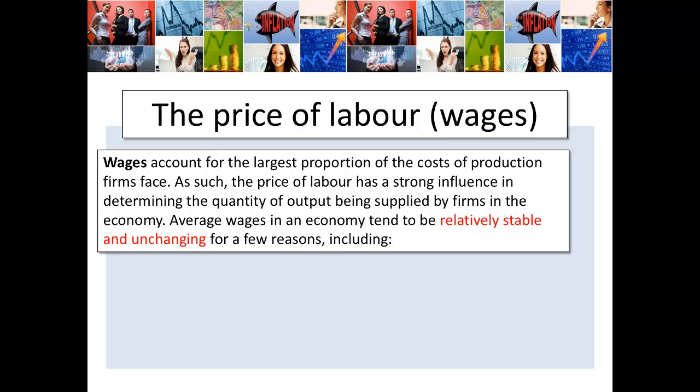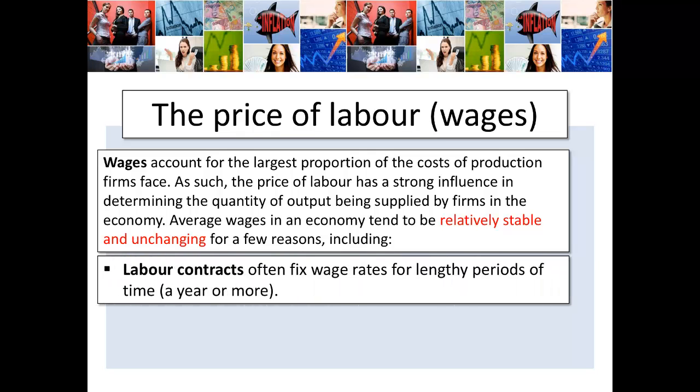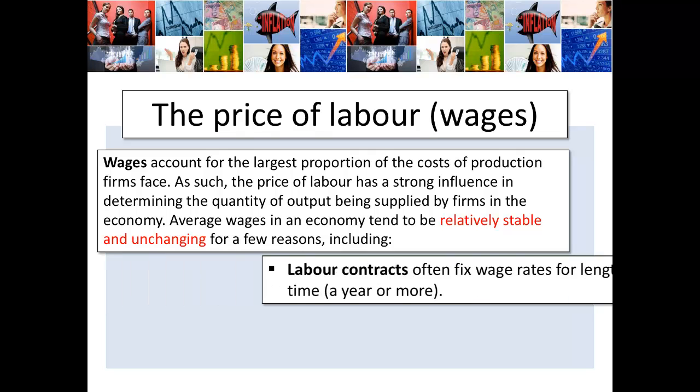We know that as costs of production go up, supply decreases, and as the costs of production go down, supply will increase. Now average wages in the economy tend to be relatively stable and unchanging, and this is for a few reasons. We have labour contracts in the market, and these often fix wage rates for lengthy periods of time, e.g. a year or more. I have a contract with my employer, and my salary is fixed for 1 year. It's reviewed after that.